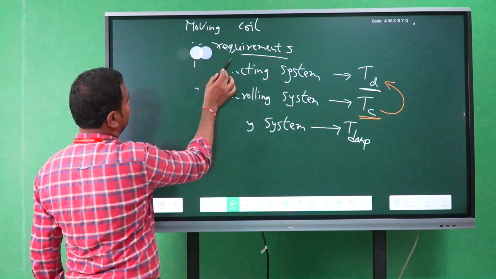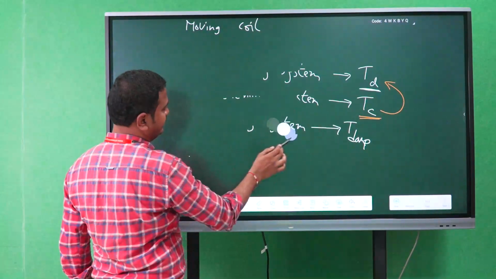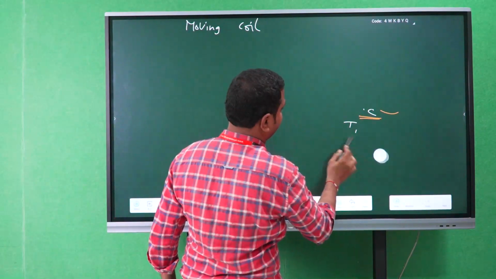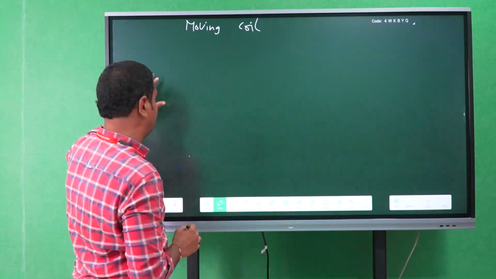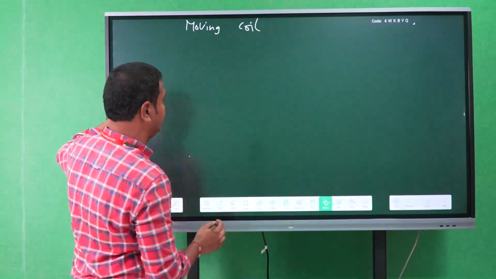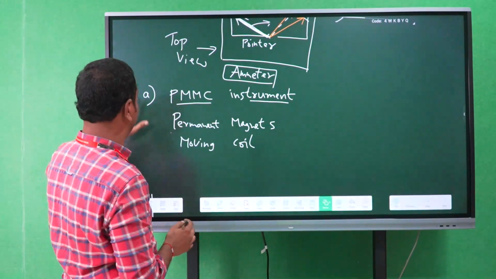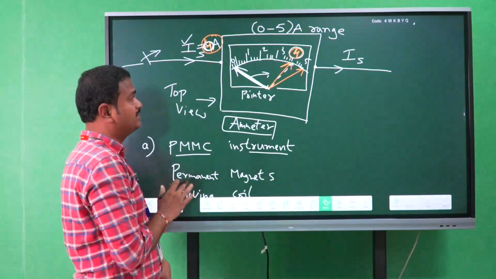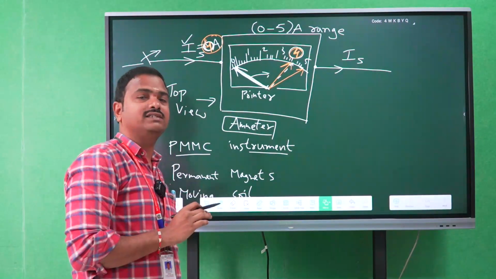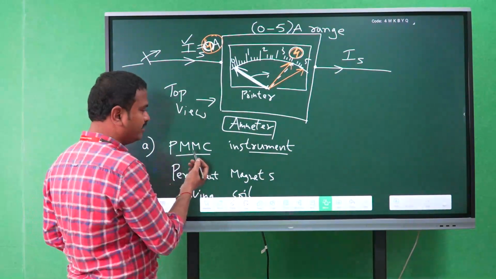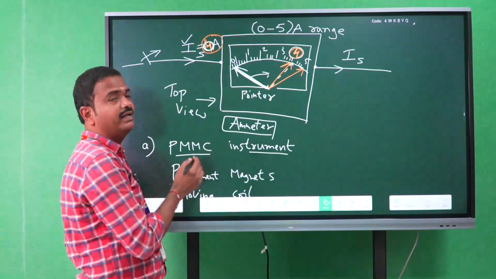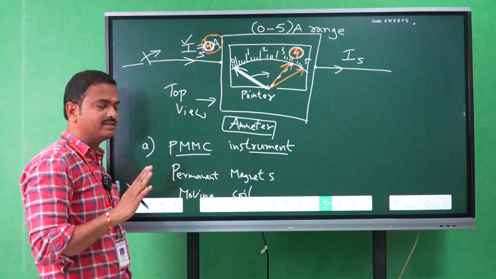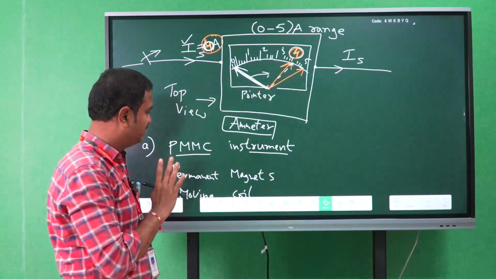Now we are moving to the PMMC instrument. It is also an indicating instrument and an analog instrument. Analog instruments use a dial, nothing but a scale and a pointer. This is called an analog instrument. So PMMC is an analog instrument as well as an indicating instrument. What is PMMC? Permanent magnet moving coil instrument. In this instrument we are using permanent magnets and a moving coil, which means the coil is not stationary in the instrument.